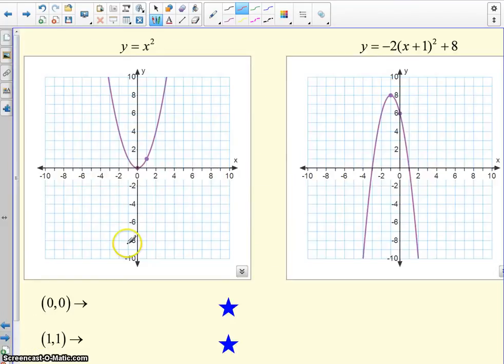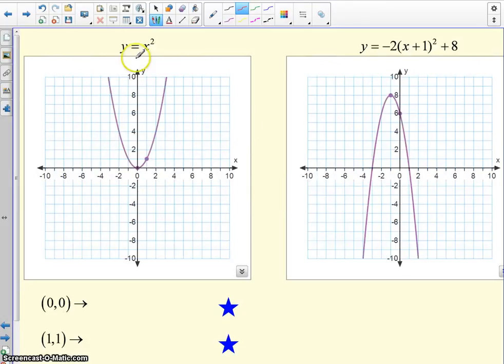So here I have y equals x squared, and I have a transformed version, y equals negative 2 bracket x plus 1 all squared plus 8. Here I have the graphs for each one. Normally you're not going to have the graphs for each one. We're trying to use this to create a rule of how we can get from one graph to the next. Our end goal is to create a rule that will let us create this graph without having to go through tons of work.